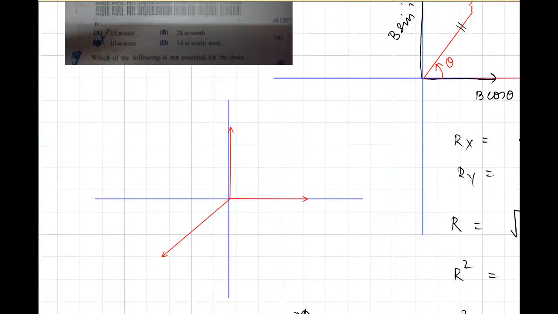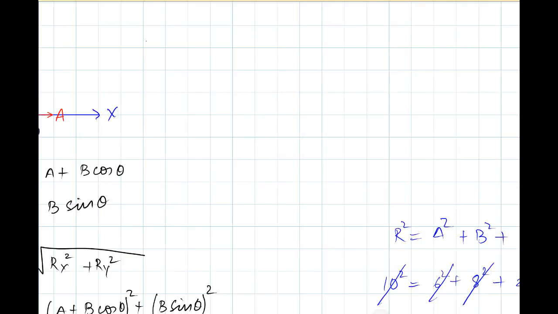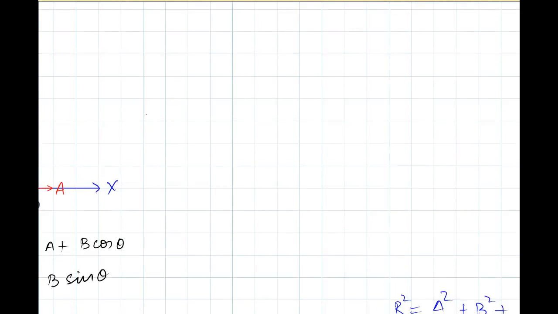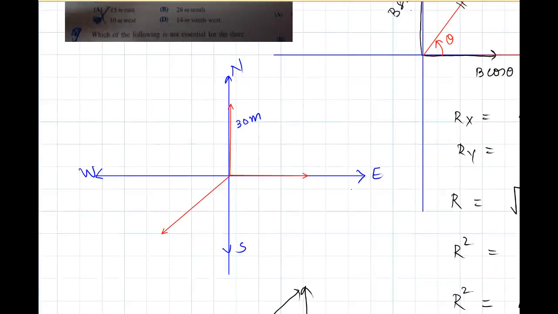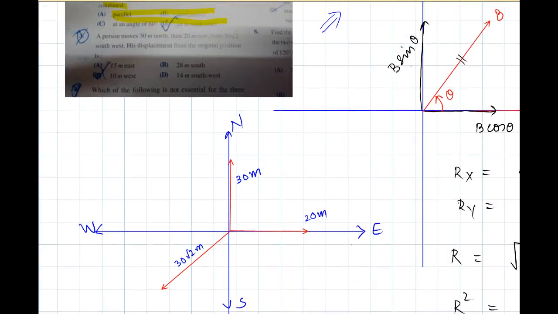Now the third question that you have asked me is, a person moves 30 meters north. Let's say your north is along this direction. Obviously then east will be here, west will be here, and south will be somewhere here. It says it goes 30 meters towards north, 20 meters towards east, and 30 root 2 meters in the southwest direction. So the southwest direction means that it will make an angle of 45 degrees with either south or west.